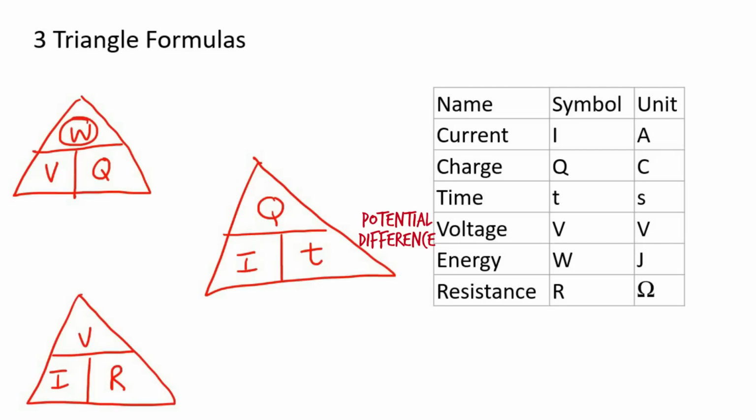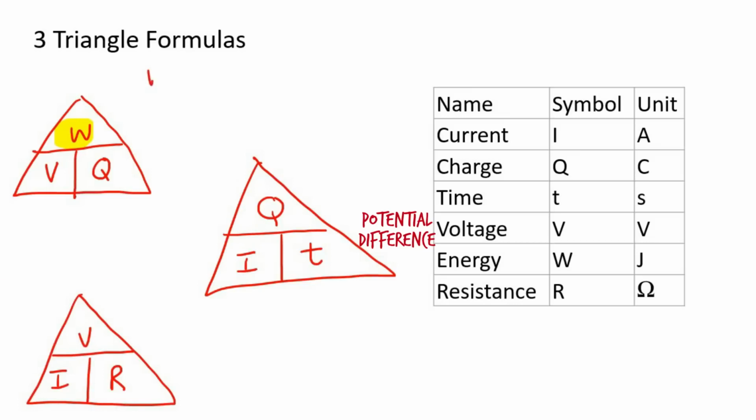And then whether you want to switch these two around, that's completely up to you. But let me show you how to use these triangle formulas now, okay? So let's start at the top one here. So let's say you're looking for W. Then W, you can see, is at the top.